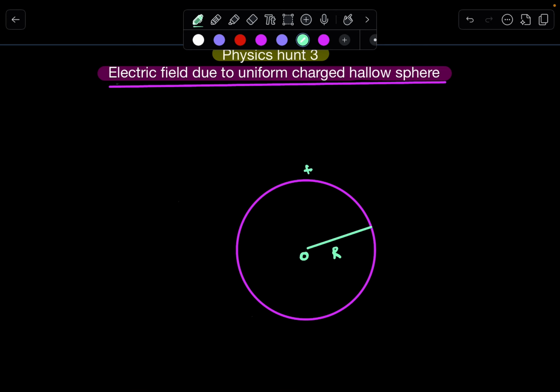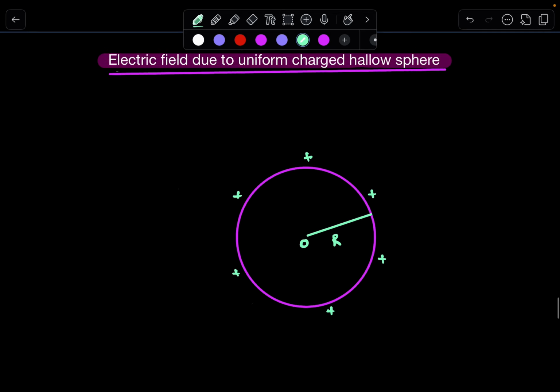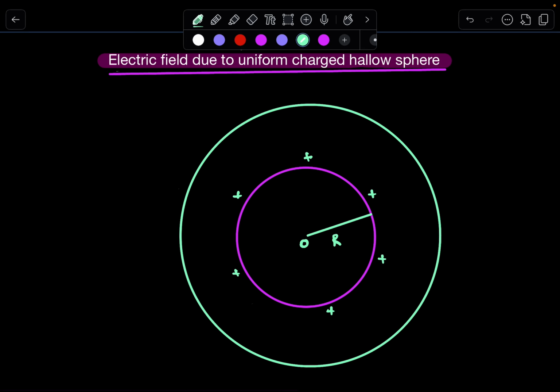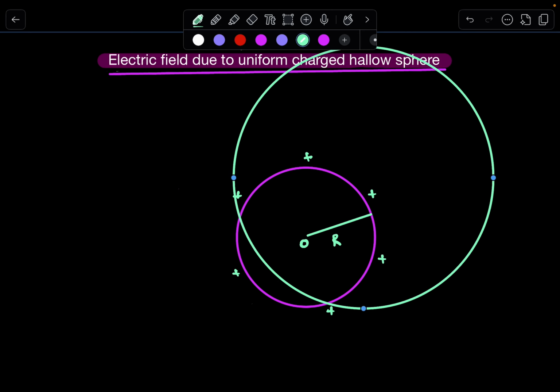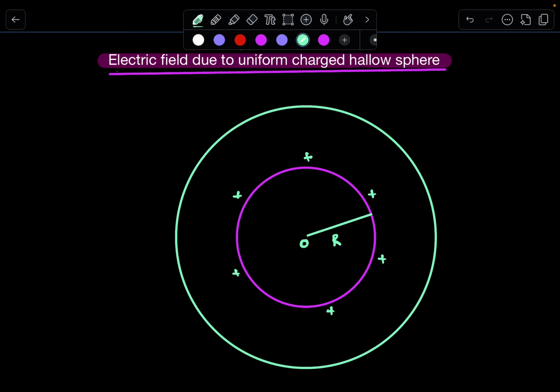Now here we have a positive charge which is distributed over the surface of the hollow sphere. Around this positive charge, I'm going to take a Gaussian surface. As we know, a Gaussian surface is an imaginary spherical surface, right? So let's say this is the Gaussian surface, and its radius is smaller.